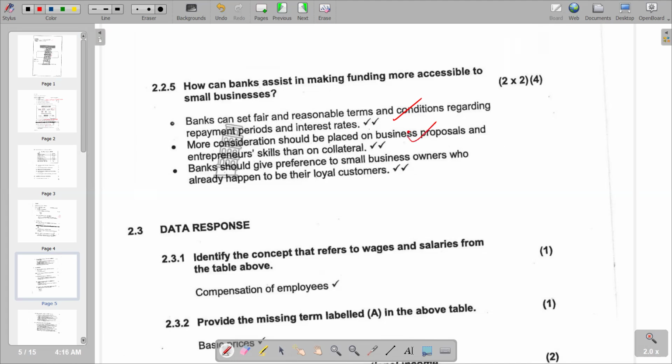And then you go to the last point. The banks should give preference to small business owners who already happen to be their loyal customers. So basically, banks can also take into consideration if there are small businesses that are applying for funding, and they are also customers of those banks. So that is the scenario that we have there.